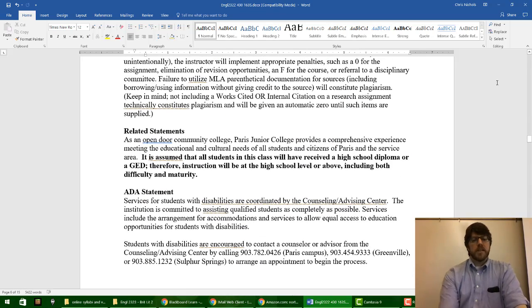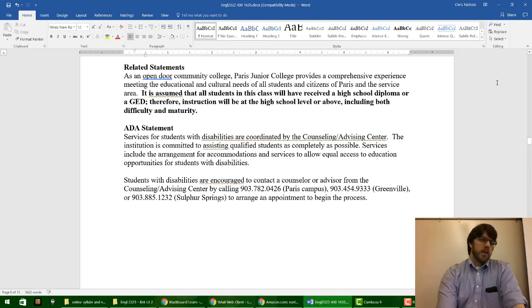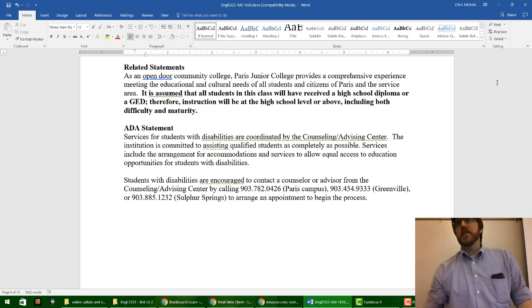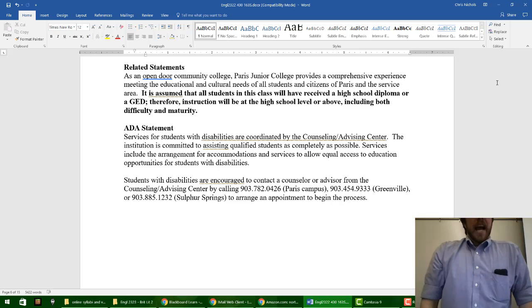Now, related statements, I do have to read the next 2 verbatim, so I will do that. As an open-door community college, Paris Junior College provides a comprehensive experience meeting the educational and cultural needs of all students and citizens of Paris and the service area. It is assumed that all students in this class will receive a high school diploma or a GED. Therefore, instruction will be at the high school level or above, including both difficulty and maturity. Most of you haven't graduated high school yet, or probably won't until you've graduated college, which is strange. You will be treated as though you do have a high school degree in terms of the difficulty of this work.